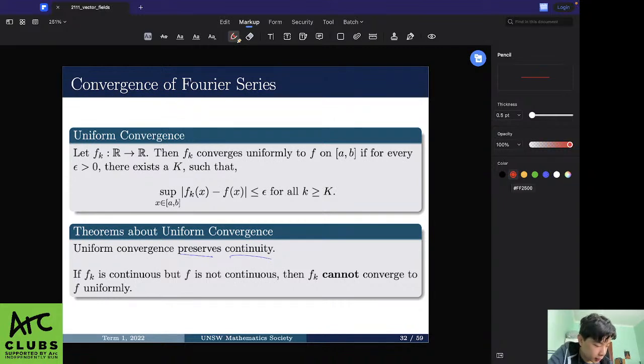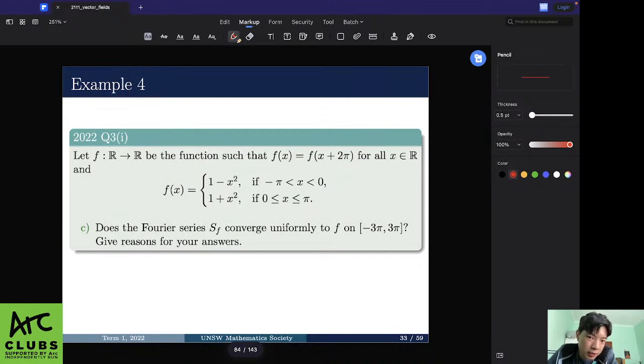So what this means is, if f_k is continuous, but f is not continuous, so if the Fourier series is continuous, but f, the function that we're trying to approximate, is not continuous, then it cannot converge uniformly. So this is important for questions like these. Generally in your Fourier series questions, there's going to be a part C. It's just going to say, hey, does this Fourier series converge uniformly? And you have to give reasons to whether it does or it doesn't.